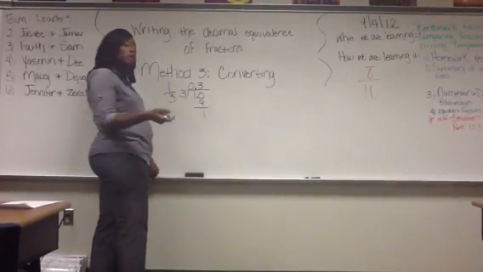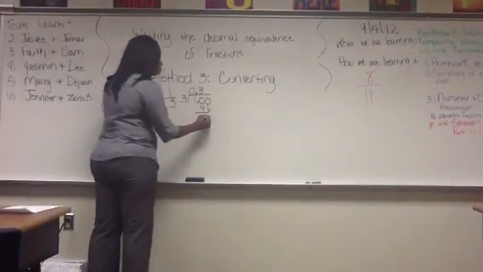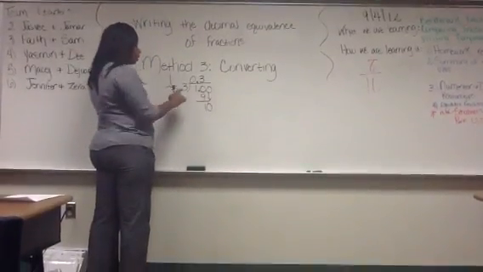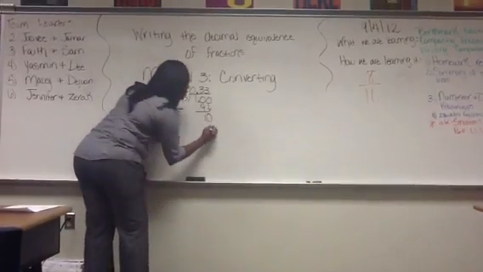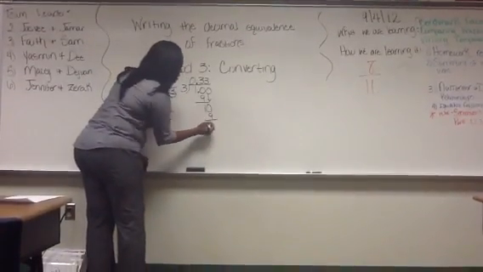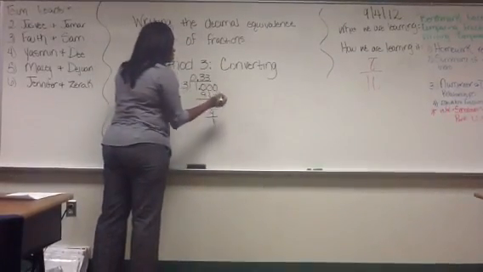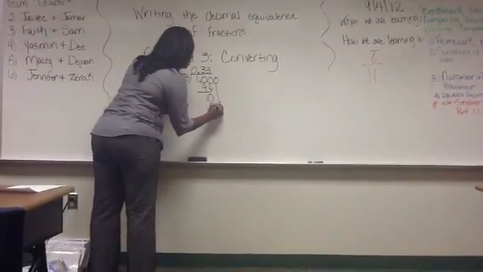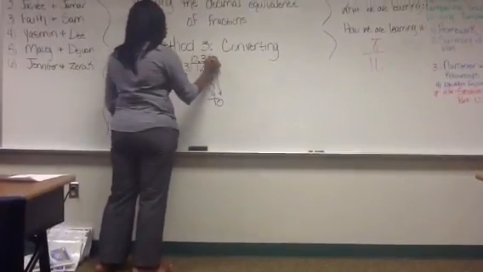Remember, we don't want any remainders. Add a 0, bring it down. 3 goes into 10, 3 times. 3 times 3 is 9. 10 minus 9 is 1. I don't want a remainder. I'm going to add a 0. Bring it down. 3 goes into 10, 3 times.